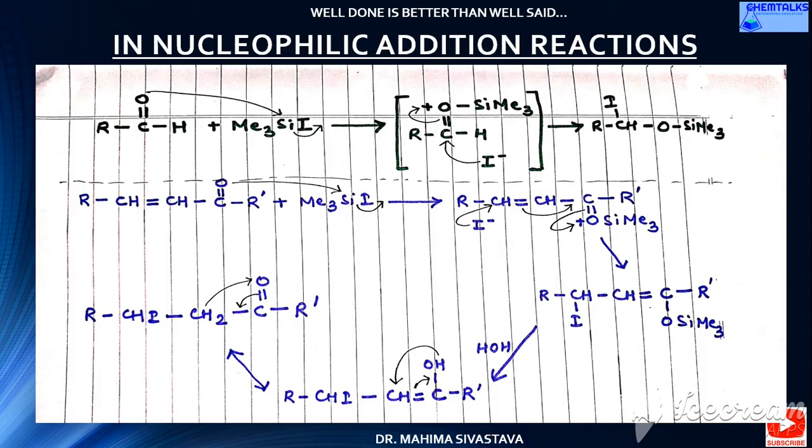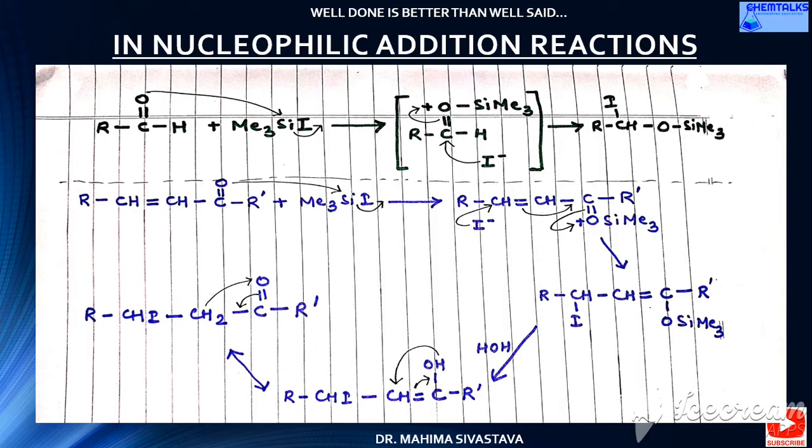Next application of trimethylsilyl halide is that trimethylsilyl iodides give addition reactions with aldehydes and ketones. That means they tend to form adducts. So there are two reactions which I have shown. One is with aldehyde and the other is with ketone.